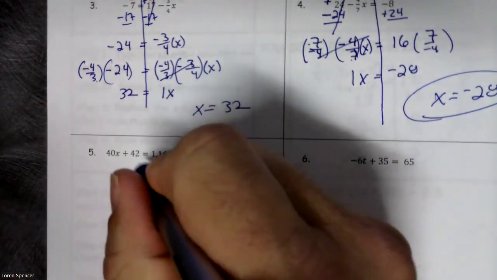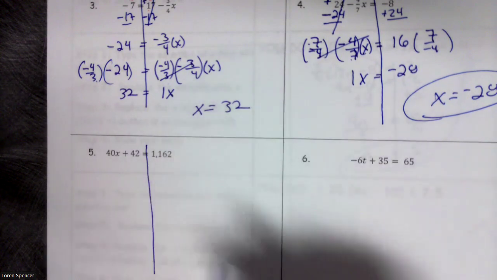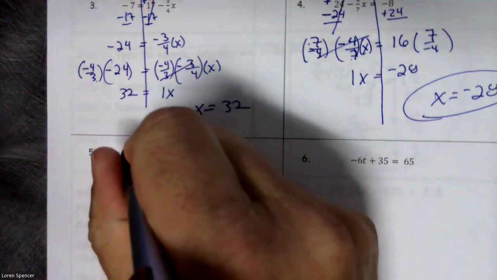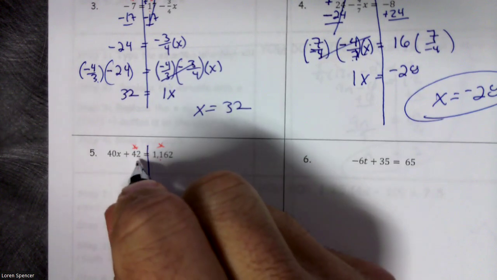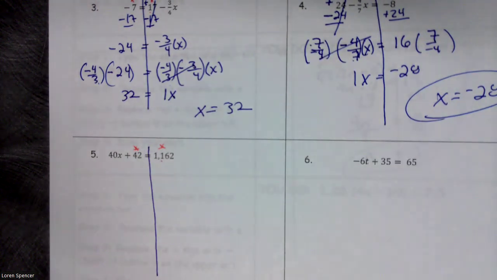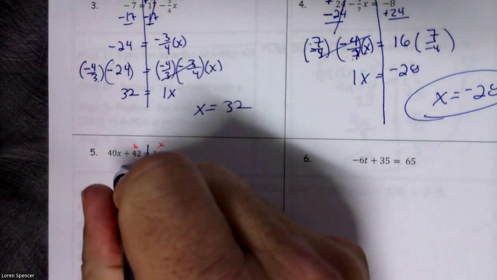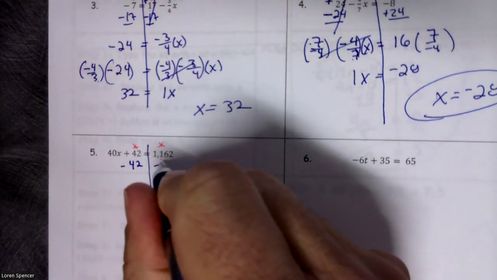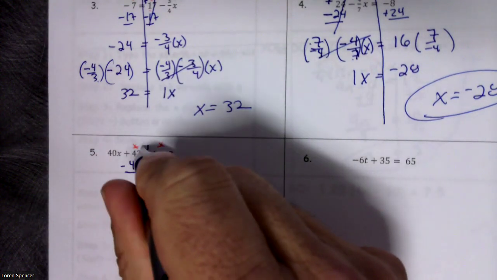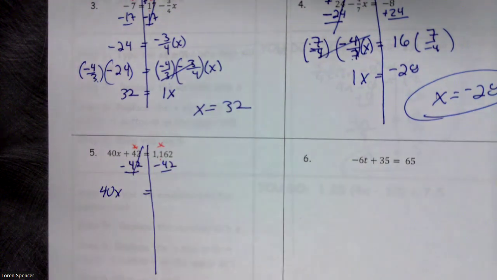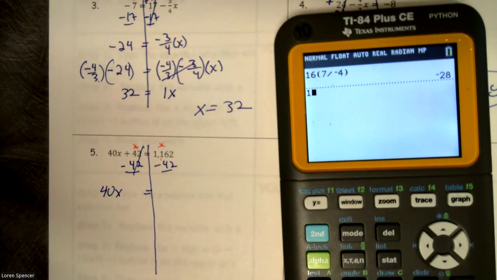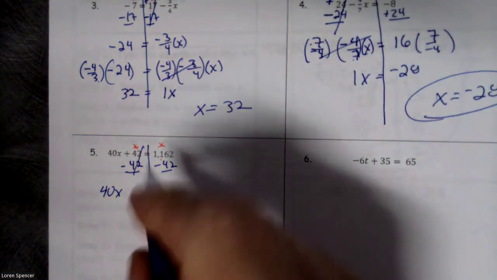All right, the next one, a nice little two-step equation. Once again, I need to move my constants away from my variable. The 1162 is already away from the variable, so I need to move the 42. Well, that's a plus 42, and the opposite of plus 42 is minus 42. So this gives me 40x equals, and I have 1162 minus 42 is 1120.